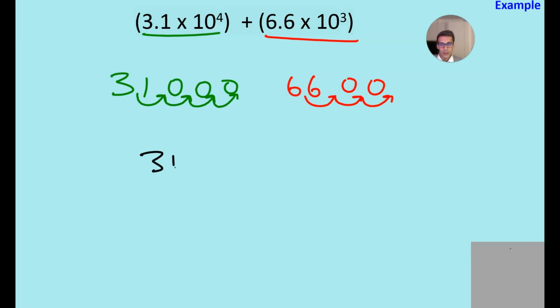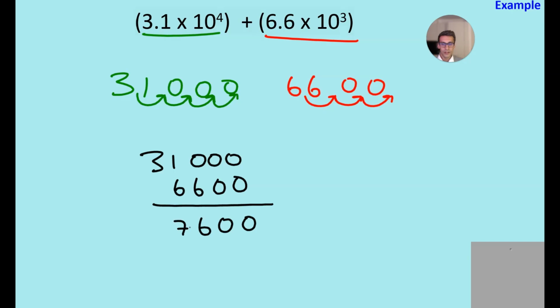So 31,000 and 6,600. So 0, 0, 6, 7, 3. You can add a comma there just to make it easier to read. So this is not your final answer. You've done your addition. You now need to turn it into standard form.